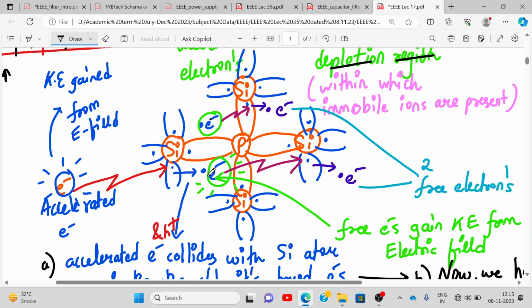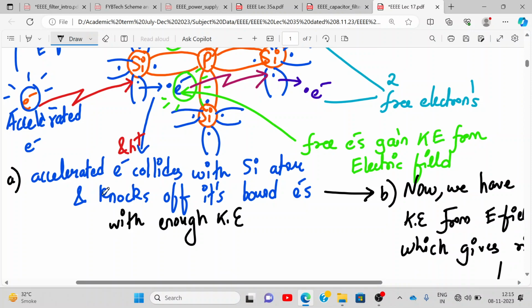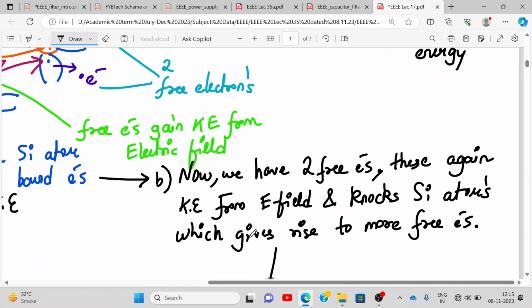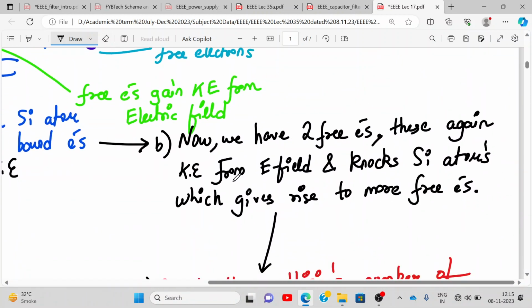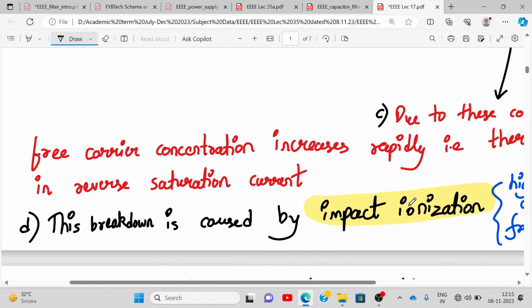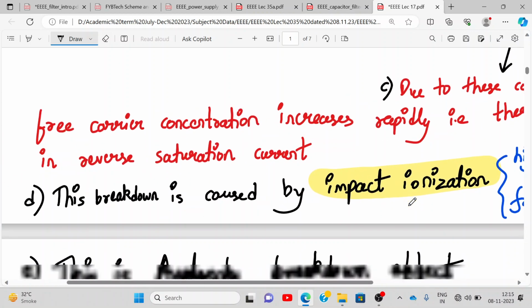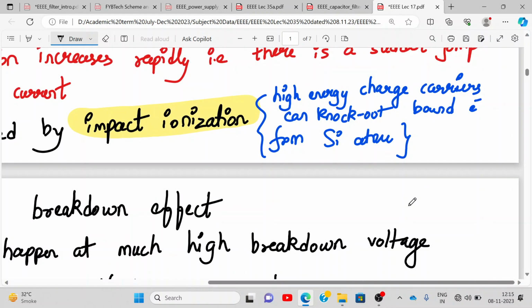Similarly, this will go on happening. This accelerated electron will create electron hole pairs, and that will lead to very heavy conduction of current in the reverse direction. So that is what happens in avalanche breakdown. The accelerated electron collides with a silicon atom and knocks off its bond electron with enough kinetic energy. Now we have 2 free electrons. These again gain kinetic energy from the electric field and knock silicon atoms, which gives rise to more free electrons. Due to this collision, the free carrier concentration increases rapidly. Then there is a sudden jump in the reverse current. So this breakdown causes what is called impact ionization.